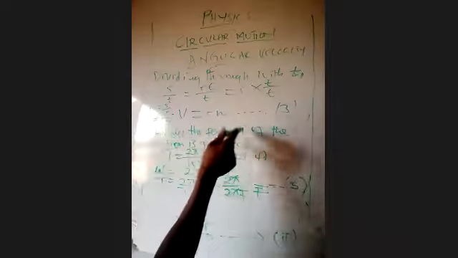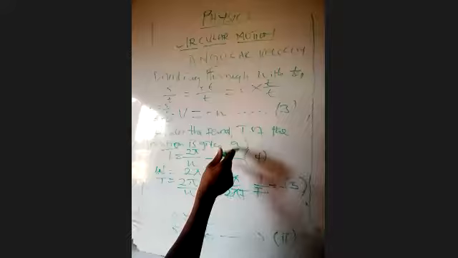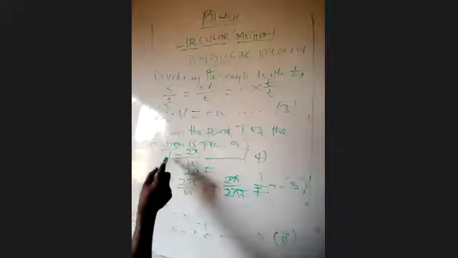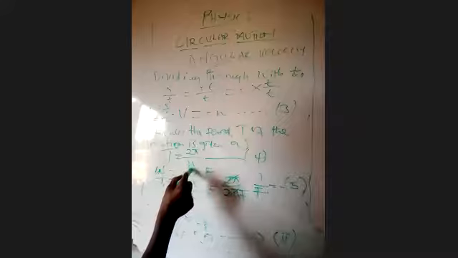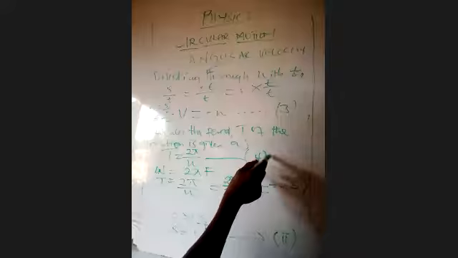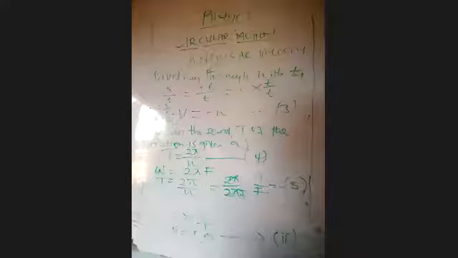Hence, the period T of the motion is given as T is equal to 2 pi over W. This is given, and this serves as equation 4.